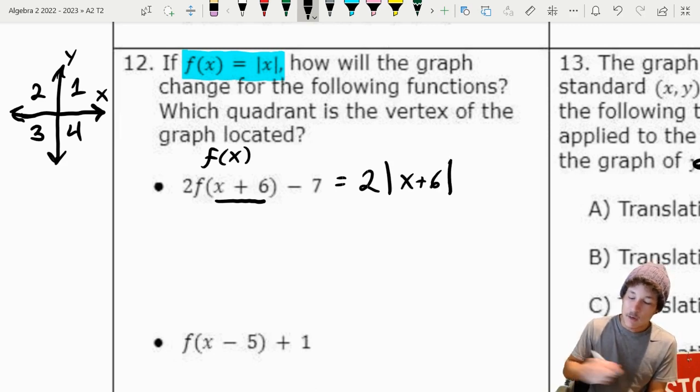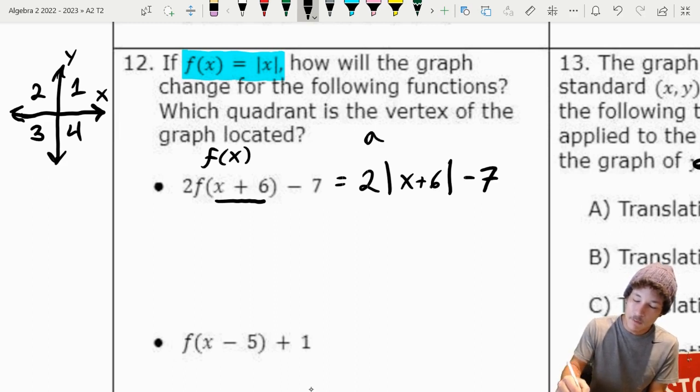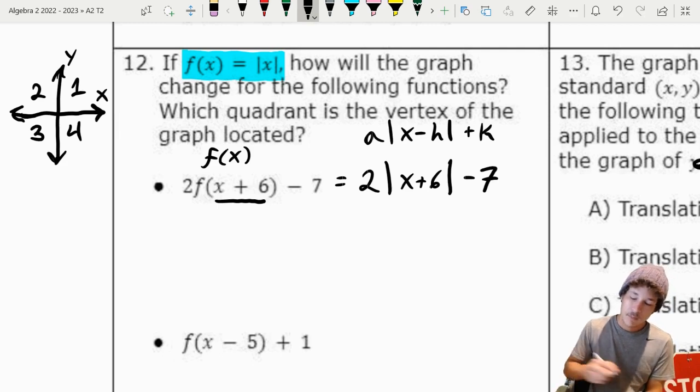Okay, and then at the very end, you just subtract 7. So this is the way to think about it, not really in that messy jargon. This tells us a few things. If we consider the parent, the standard form of this equation, which looks like that, which tells us a few things.